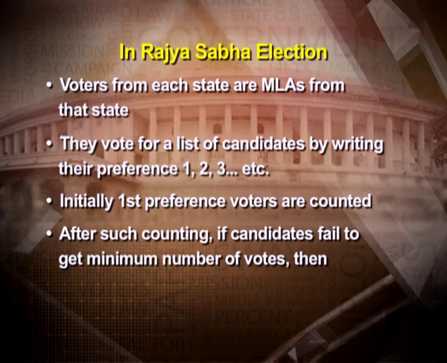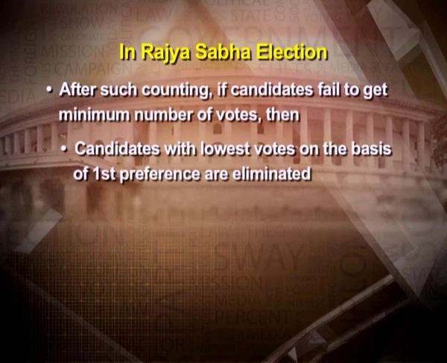Now, if by counting the first preference votes, no candidate gets the minimum number of votes that is needed to become a member of the Rajya Sabha from that state, then something else is done. The candidates with the lowest number of first preference votes are eliminated. They are no more in the running, they are no more in the election.